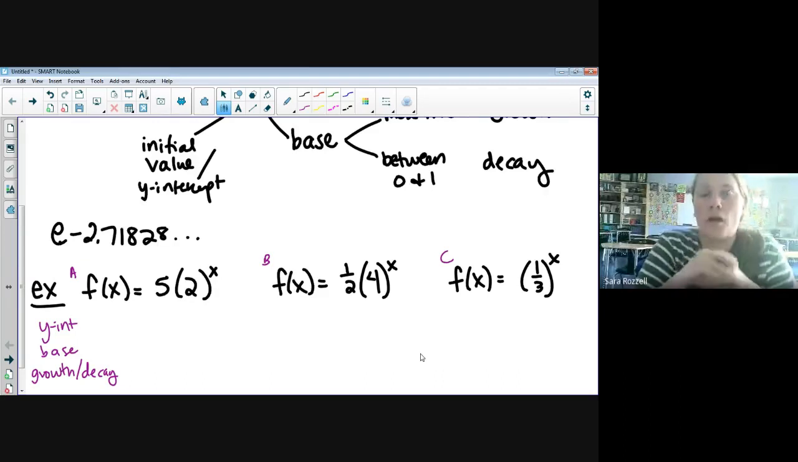Okay. All right, so for the first one, for the 5 times 2 to the x, separate your answers by commas. So what do you think was the y-intercept, comma? What do you think is the base, comma? What do you think, is it a growth or decay? So just for part A, put that in the chat.